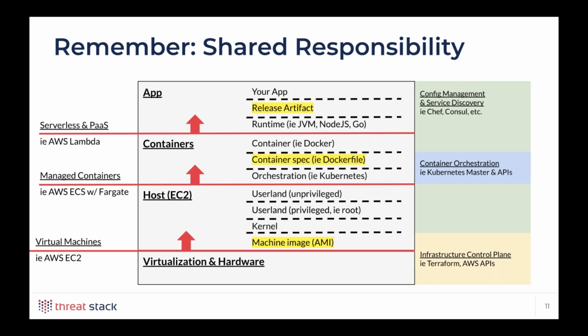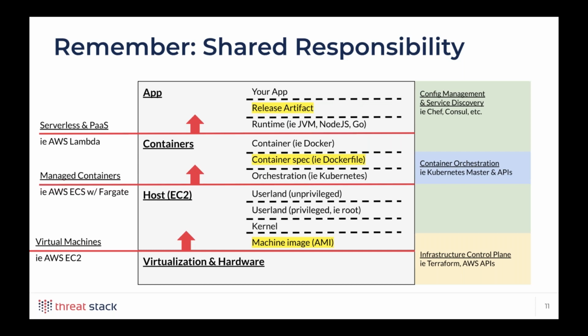Even if you're looking at serverless and PaaS services like AWS Lambda, still there are artifacts that can be compromised. So up and down the stack, you have elements where build server access can in fact compromise your system, whether it's the machine image, the Dockerfile that specifies configuration for containers, or even release artifacts up at the app tier. And if you think about that integrity stacking, everything at the top of the stack relies on everything beneath it.